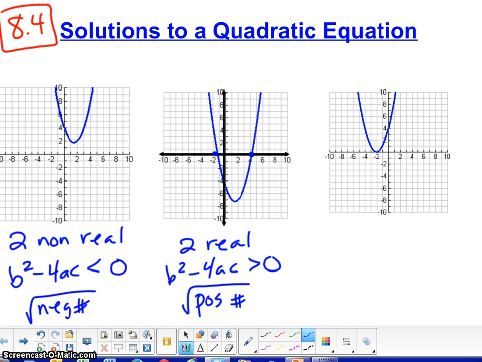And then for the last one, if it hits only once on the x-axis, that means that there is only one real number, and that b squared minus 4ac had to equal 0. And underneath the radical, you'll just see a 0.